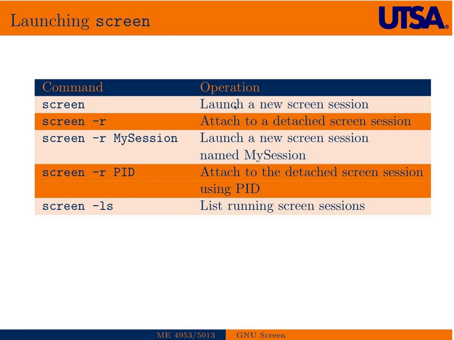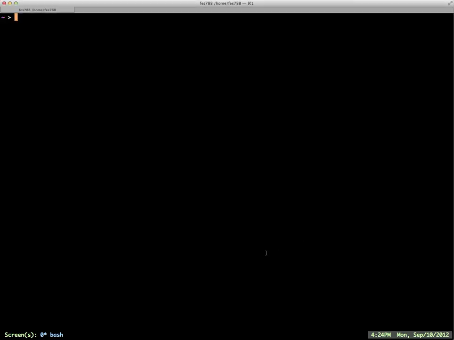Okay, to launch screen, and I'll give you an example here in just a second when we switch over to the terminal, we just type screen, of course. To attach to a detached screen session, we'll use -r for reattach. If we have a named session, then we can attach to it by using that name. We can also reattach using the process ID, and we can list the running screen sessions with -ls, and this is useful if we have multiple screen sessions open and we need to look up their names to know which one we want to reattach to. So we'll just go ahead and switch over to the terminal window.